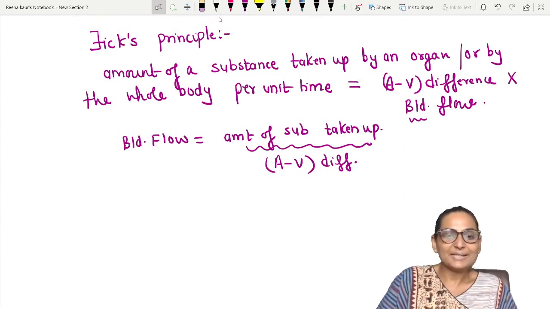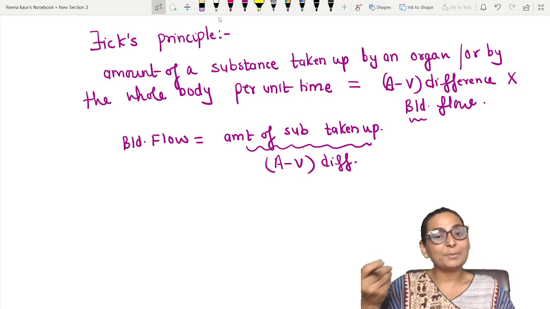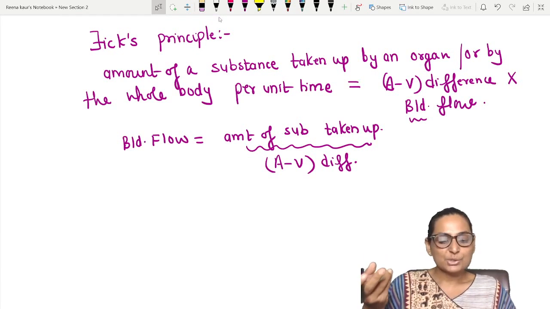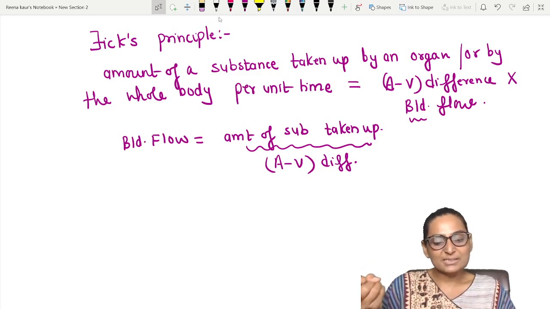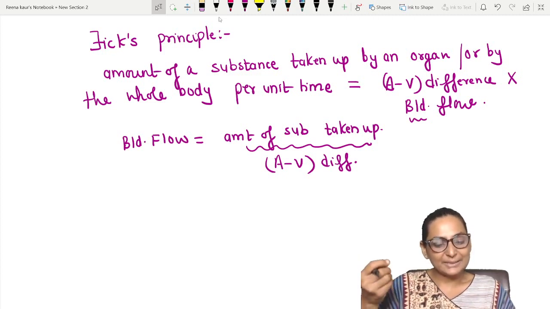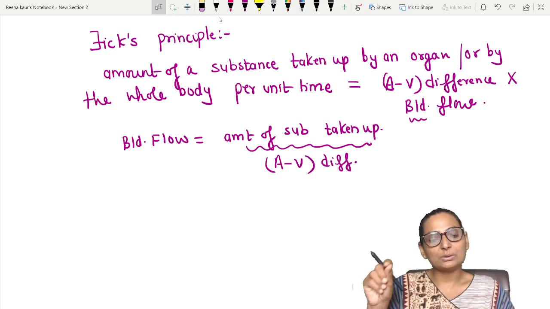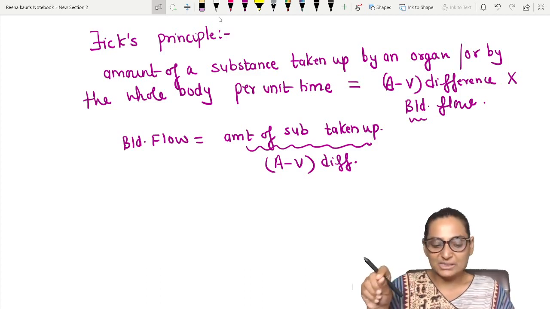We need not give any external substance because we have a substance whose uptake we already know, that is oxygen. So we will measure the cardiac output by knowing the oxygen consumption, which we already know is 250 ml per minute. We will take an arterial sample from any peripheral artery and find its oxygen content, and we will take a venous blood sample to find out the oxygen content in the venous blood.